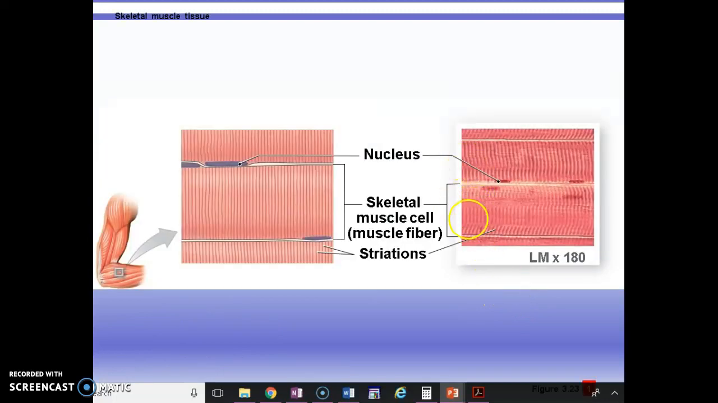So you can see the banding or striations on this skeletal muscle. So this is one cell, and it continues, can be 10 inches long, and it has multiple nuclei in the cell.